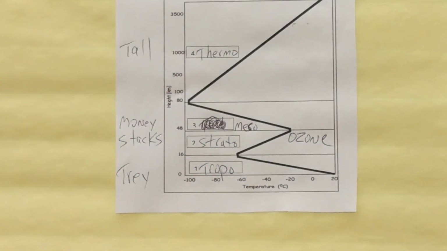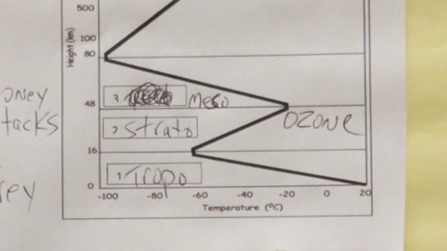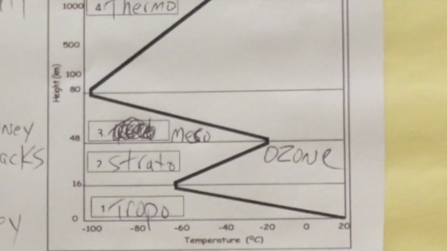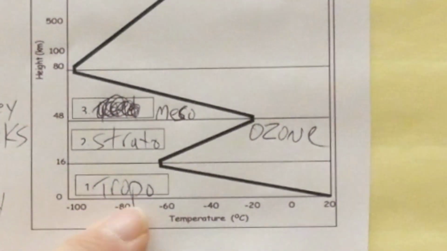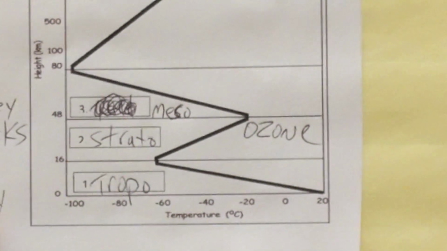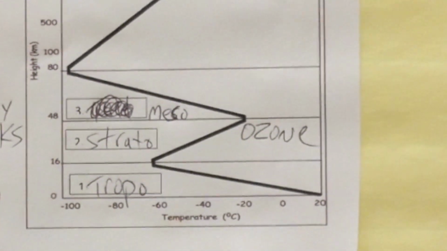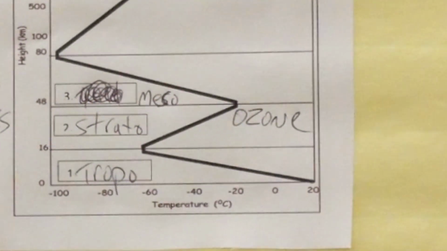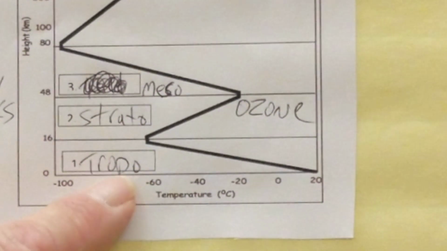Let's first talk about the layers of the atmosphere here. Remember we talked with you guys that Trey stacks money tall, right? So we're going to start out where we live, here in the troposphere, where Trey lives, because Trey has my money and I'm trying to find him still. So Trey lives in the troposphere.